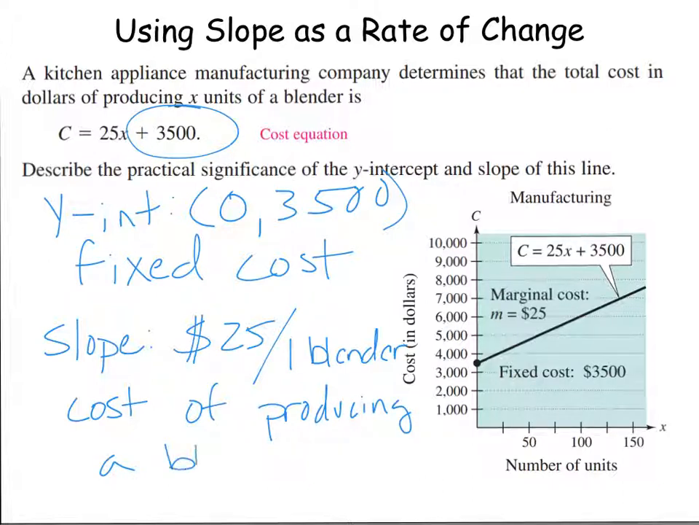That slope is telling you a really relevant piece of information. It's the price of making one, right? We've got those $3,500 of fixed costs, but then as we start producing blenders, it costs $25 to make one of them, $50 to make two of them, $75 to make three. That's why you see this positive slope, and you see it start to increase.